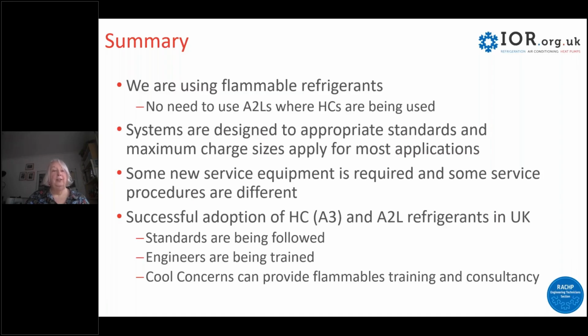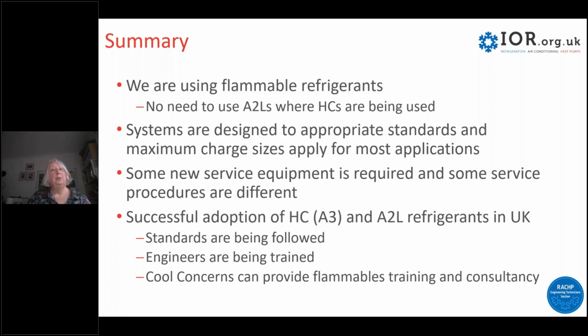The standards exist, they're very comprehensive, and they provide maximum charge sizes for applications and also the other things that we need to do to mitigate the risk. There are some new service procedures that you need to follow, but they're very practical. Engineers have been doing that now for several decades quite successfully. There is some new service equipment now available for A2Ls. And because of all that, we've actually adopted hydrocarbons very safely. We've had a successful adoption of hydrocarbons in the UK, and we are following that up with A2Ls as well. And that's really because we're following the standards properly, and engineers are being trained.